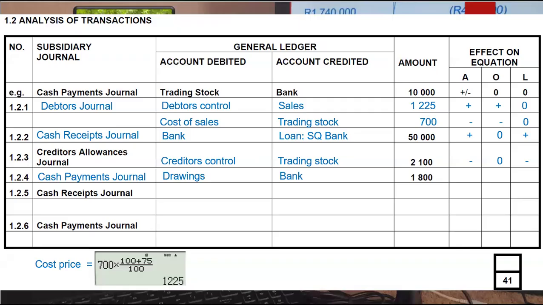Which element does it affect? Does it affect assets, owner's equity, or liabilities? It affects assets, no? No, it affects owner's equity. Remember, equity is affected by four things: capital, income, drawings, and expenses. Expenses and drawings, the last two, D and E, reduce your owner's equity. Bank is affected. Bank is an asset. It's decreasing. It's credited. Therefore, assets will be minus. Owner's equity is reduced by drawings and expenses. Here drawings is debited. Therefore, it reduces owner's equity. And under liabilities, we have zero.